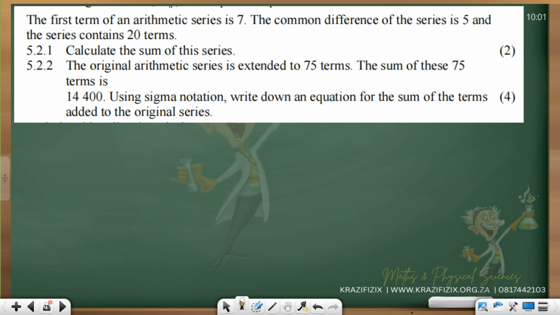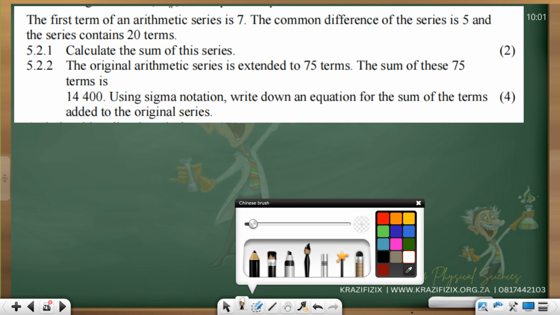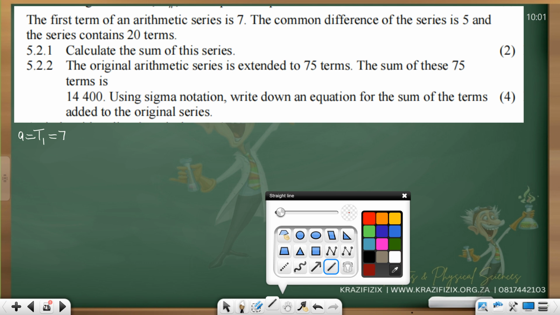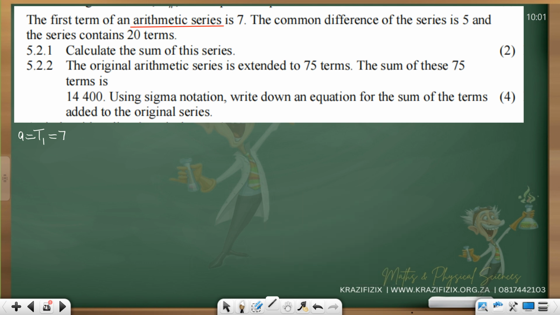The first term of an arithmetic series is 7. Change the whole story to maths. A, which is T1. Already, please, you don't need to try to identify the type of series. They've already given you that it's arithmetic, so please take note of that. Common difference, that's already also telling you common difference is 5. And the series contains 20. Remember, they said series. Series means it's an addition, so we're talking about Sn.